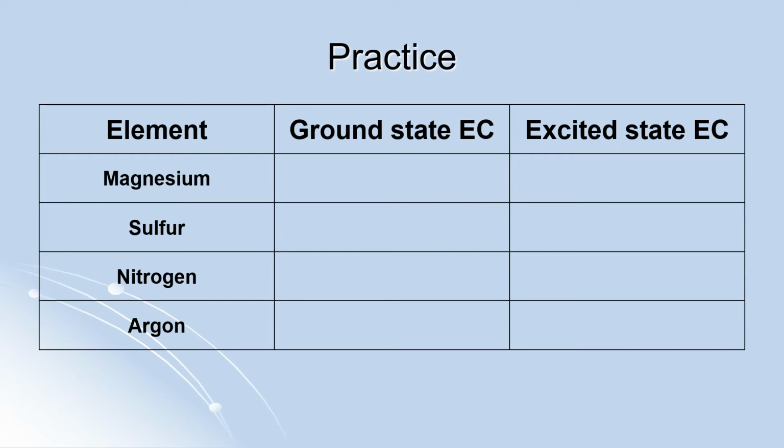So let's quickly practice how we can write the excited state configurations for some of these elements. When we talk about magnesium, look at your periodic table. Look at the bottom left corner for magnesium, which is Mg. The ground state configuration is 2, 8, 2. Now let's say that an electron from the third orbit moved to the fourth orbit. This is what the excited state configuration can look like.